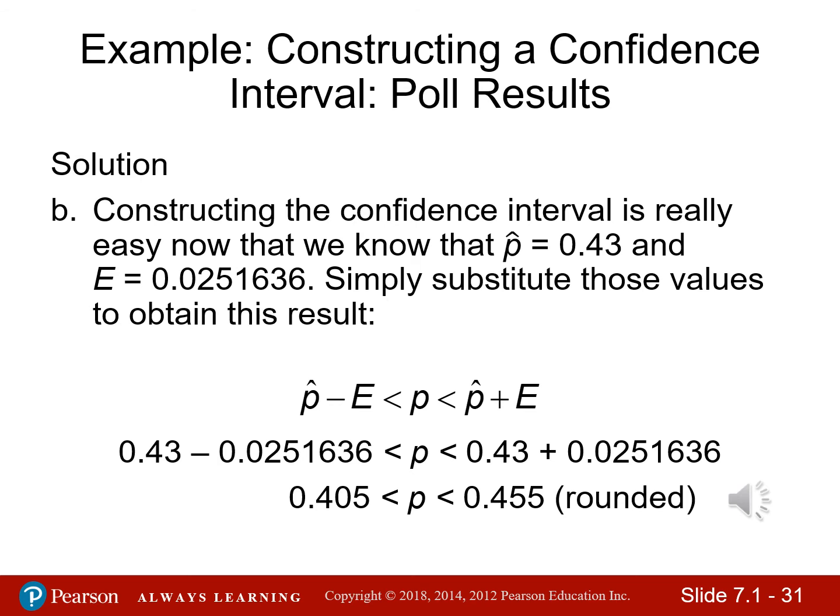So that gives us 0.43 minus 0.0251636 is less than the population proportion P is less than 0.43 plus 0.0251636. Or we can say that 0.405 is less than our population proportion is less than 0.455.